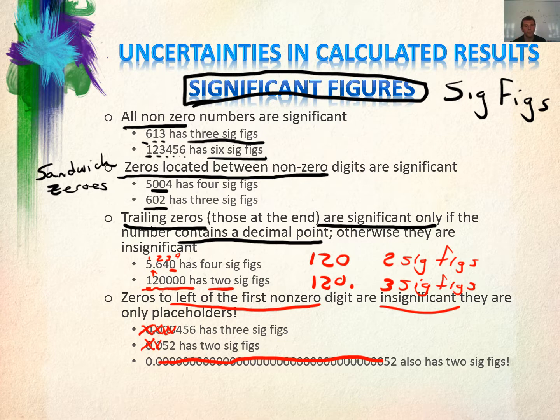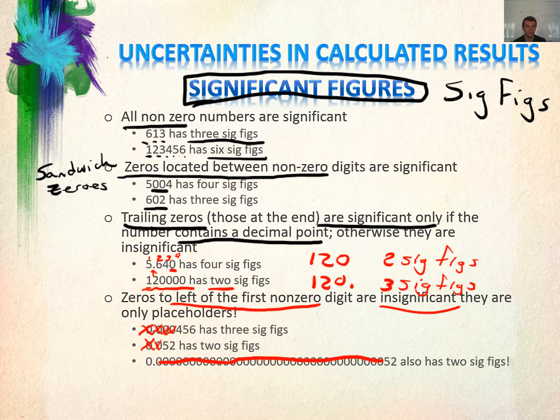Zeros that are located between non-zero digits are significant. You will hear me call these sandwich zeros, because they're sandwiched in between two non-zero numbers. So since these two are in between two numbers, 4 sig figs. Since this 0 is stuck between the 6 and a 2, that's 3 sig figs. These all count.